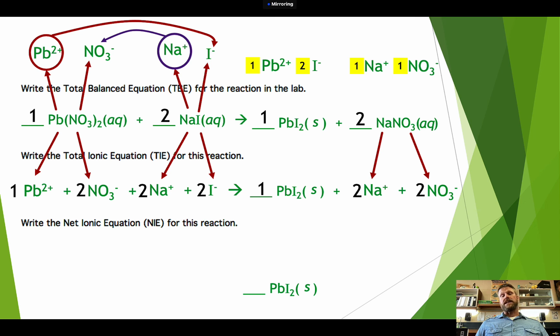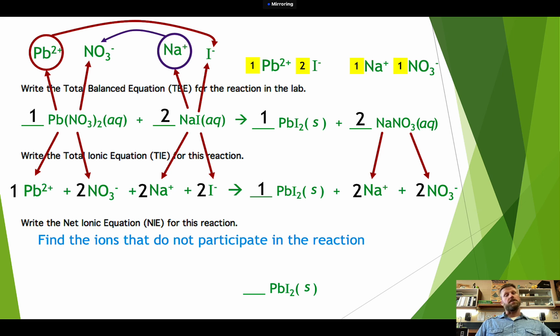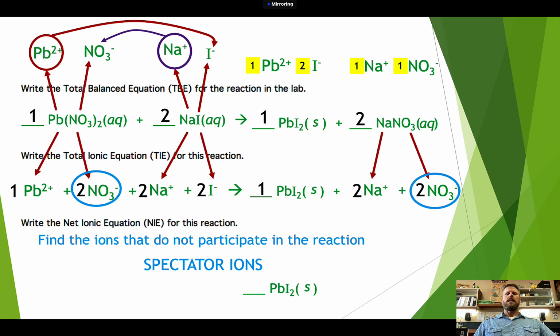Now I just want the ions that participate in the reaction. So to do that, I will write the net ionic equation. To find the ions that participate in the reaction, I first have to find the ions that do not participate in the reaction. They just watch the reaction happen. Therefore, they're known as spectator ions. I'm looking for the ions that appear on both sides of the equation, both as a reactant and a product. You can see I have NO3 minus on both sides of the reaction. I also have 2 Na+ on both sides of the reaction. Those are the spectator ions.